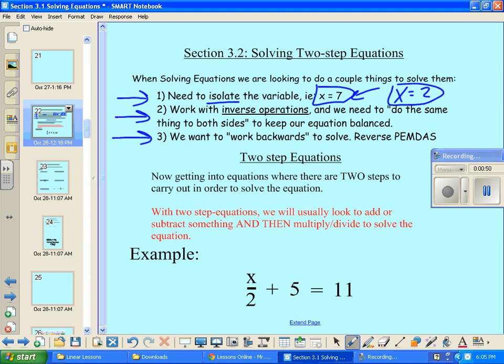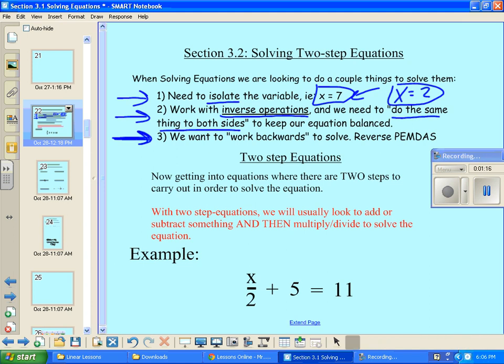We're still going to do bullet point number 2, where we're looking to work with inverse operations. If they're adding something to the side of the variable, I'm going to subtract something. If they're dividing something to the variable, I'm going to multiply instead. So we're still going to look to work with inverse operations. And as a reminder, we still always do the same thing to both sides of an equation. That keeps our equation balanced, and that's what enables us to actually solve the equation.